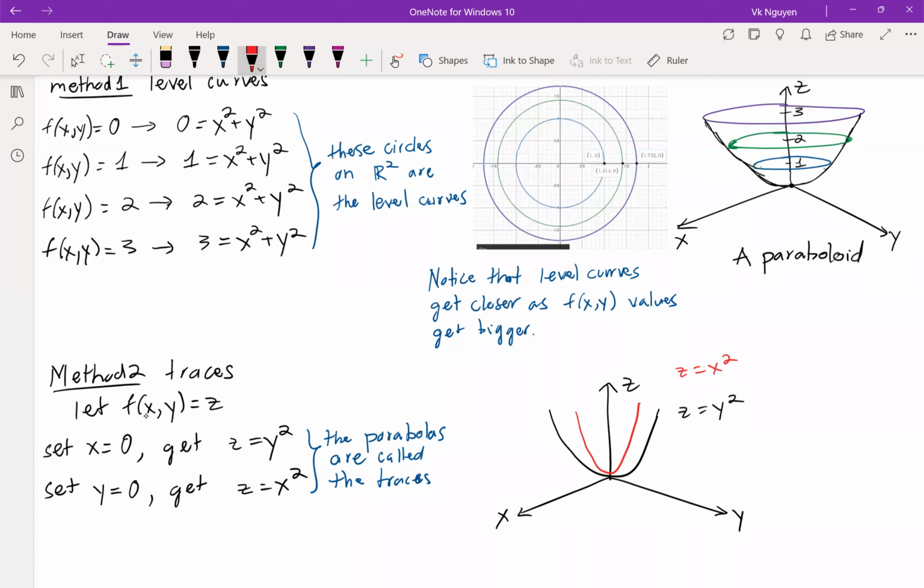And we know there's a circle up there because of the level curve. At z equals 3, we're going to get a circle. That circle is going to connect these two parabolas. I'm going to do z equals 3 here.